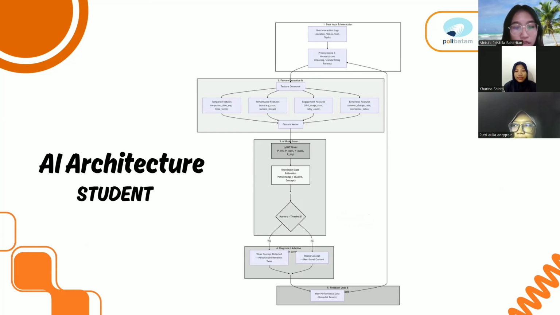each student's knowledge state. If confidence is low, the system recalibrates using a skill graph and next-level content. Finally, a continuous feedback loop updates the features, allowing the model to keep learning and improving personalization.